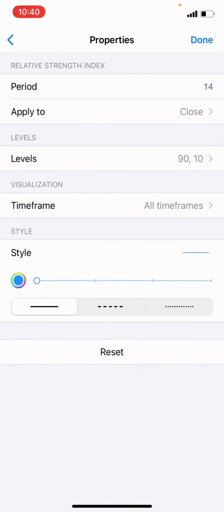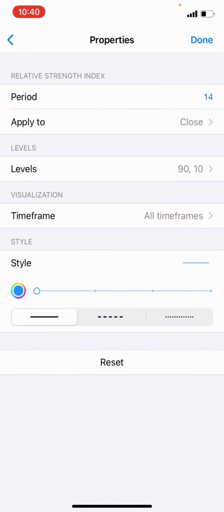Then right here the style is going to be blue, and you're going to put it on 1 pixel, as you can see on my screen. Then after that you click on done right here, and it's going to look like this.